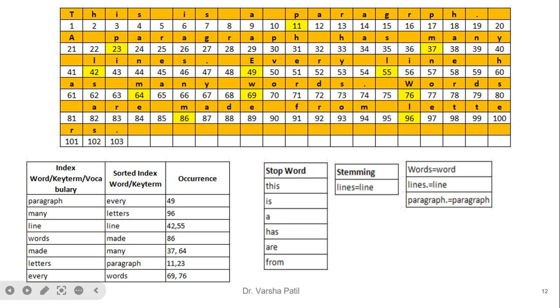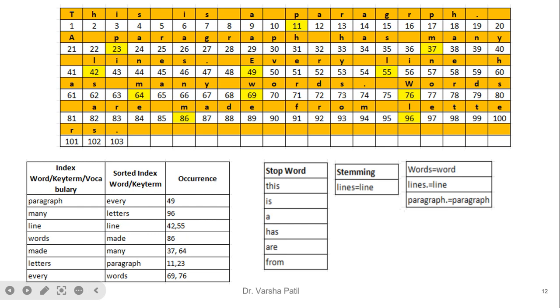Now to create an inverted file index, first we are required to remove the stop words and perform the stemming operation. Here, for simplicity, the stemming operation is not shown. Now: paragraph, many, line, words, made, letters, every. These are the words that are considered, and the others are the stop words.